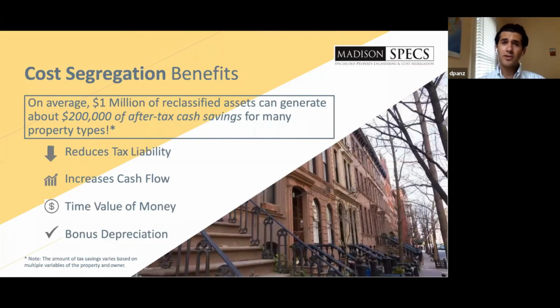So cost segregation, the benefits of it: we estimate on average for every $1 million of reclassified assets, you're going to get $200,000 in after-tax cash savings. Like I said before, that's going to reduce your tax liability. When you've reduced your tax liability, you're increasing your cash flow. So you've got more cash that you can pay off your investors with, or you can do other repairs with, like fix your roof. So basically, just freeing up cash flow.